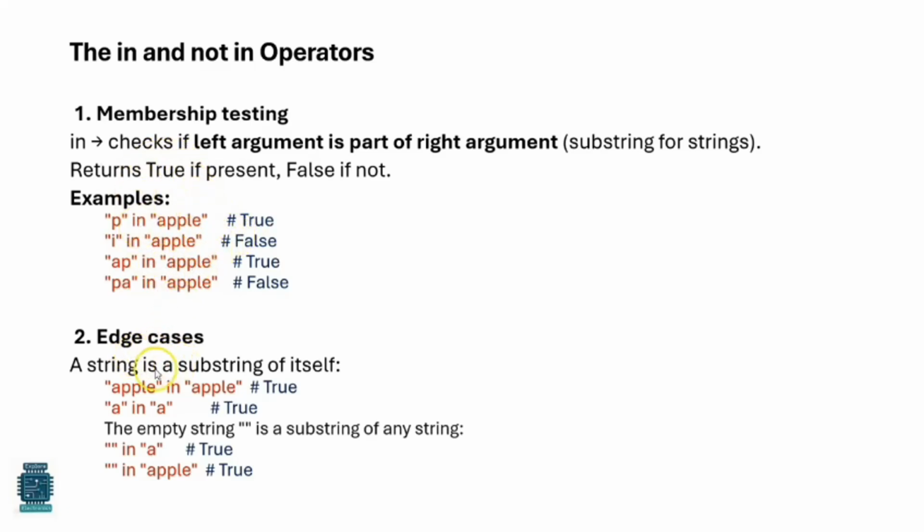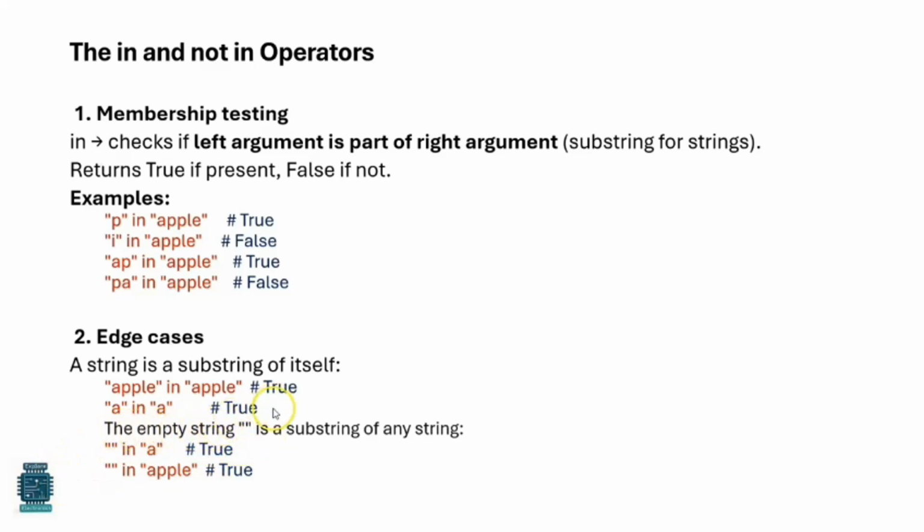And edge cases: a string is a substring of itself. For example, apple in apple. A string is a substring of itself, so it is true. A in A is true. The empty string is also a substring of a string. For example, I have taken an empty string here. This is also a substring of the string, that's why it will return true. The empty string is also a substring of the string apple, that's why it will return true. Got it?